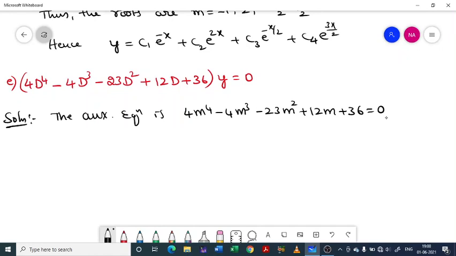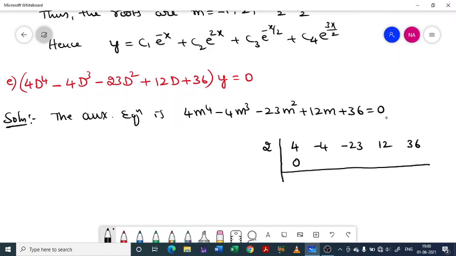Again you need to use synthetic division. So I have to write the coefficients. So 4, minus 4, minus 23, 12, 36. Right? You have to consider divisors of 36. Actually, I will take 2 here because by inspection we have checked this. See, we cannot waste time right now, but try to practice this. Don't memorize the roots by heart.